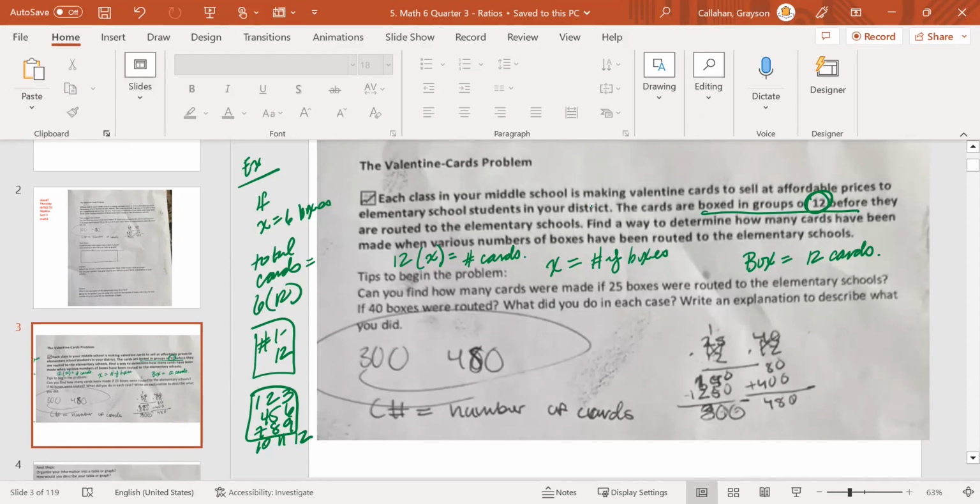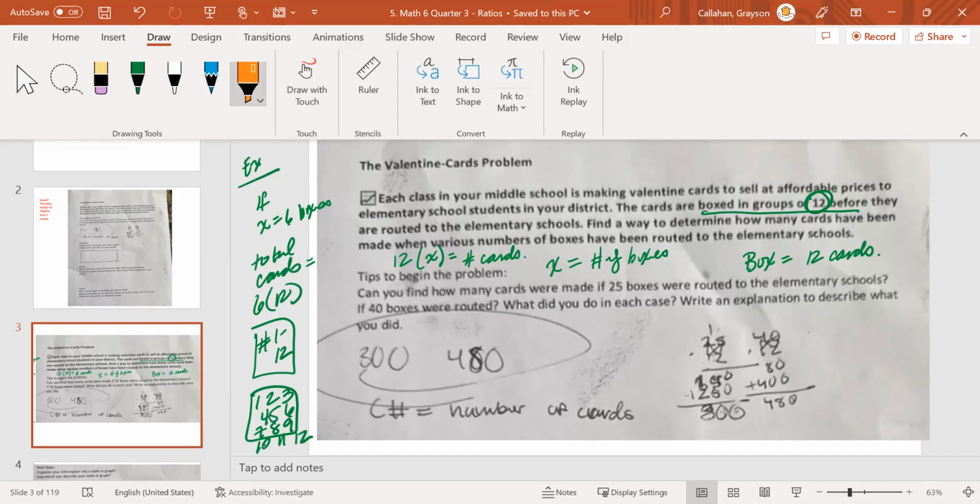Okay. Find a way to determine how many cards have been made when various number of boxes have been routed to the elementary school. Tips. To begin the problem, can you find how many cards were made if 24 boxes were routed to the elementary school? This is a hint right here. If there are 25 boxes routed to the elementary school.